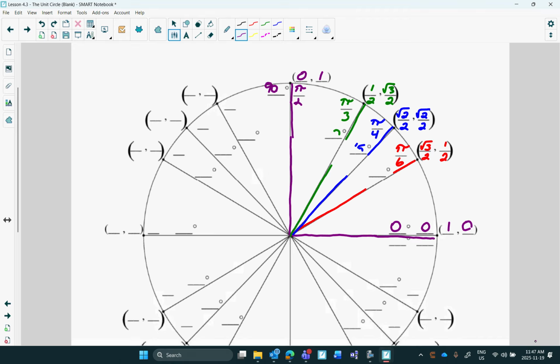What's the next angle in the 90 degree family after 90 degrees? Well, I add 90 degrees, so I go here. So what's this angle? Remember, we always start measuring from the positive x-axis, from here to here. 180, which is how many radians? Pi. And what's the point that it hits on the unit circle? (-1, 0).